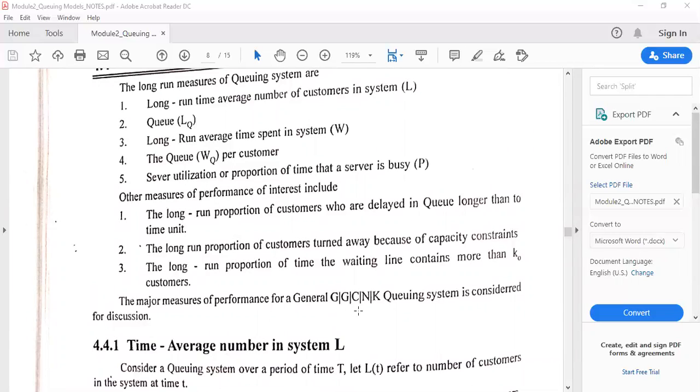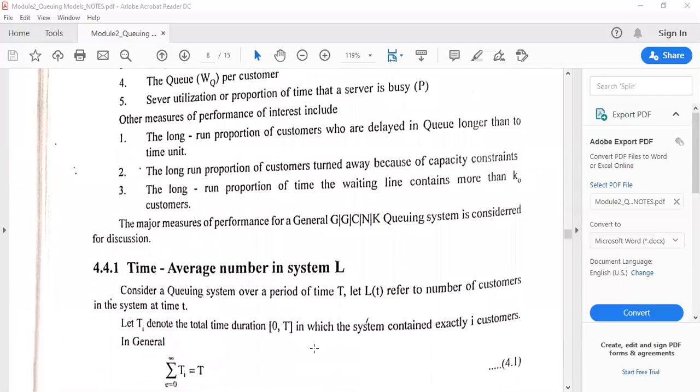That means using this particular queuing system, which is the general queuing system, we are discussing how to calculate the average number in the system, L. So consider a queuing system over a period of time T, and let L(t) refer to the number of customers in the system at time t.